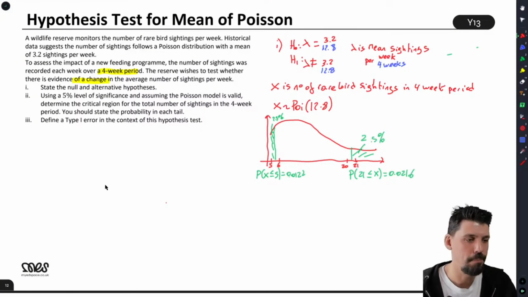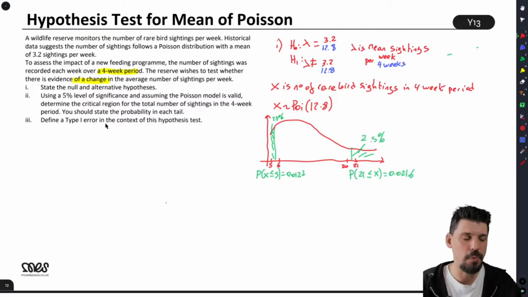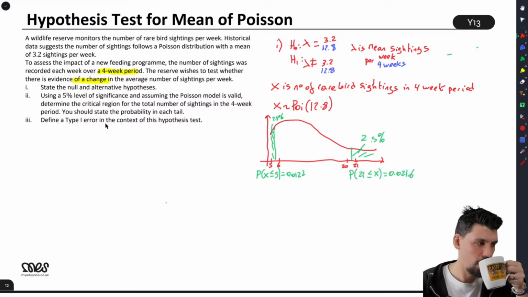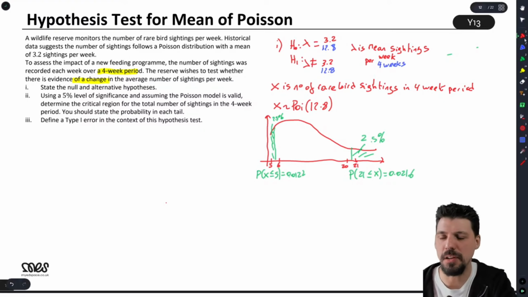I won't fib. Right, now, what is a type 1 error? And I do have a slide on that right at the end where we'll talk about type 1 and type 2 errors. Might have to speed up a little bit, actually.